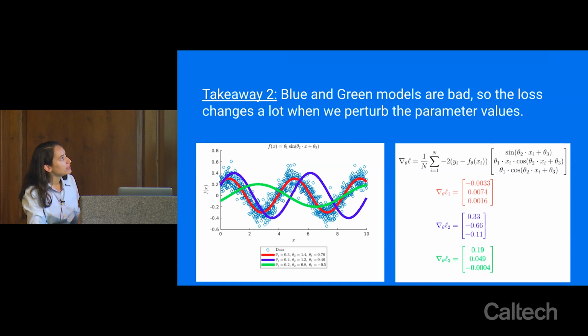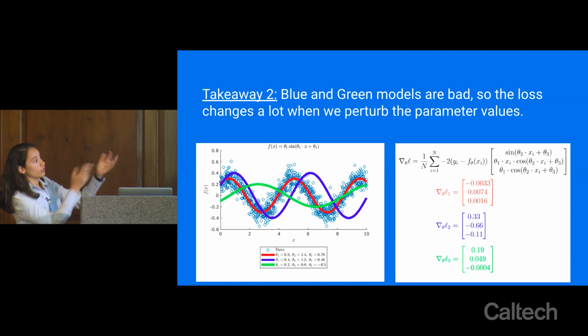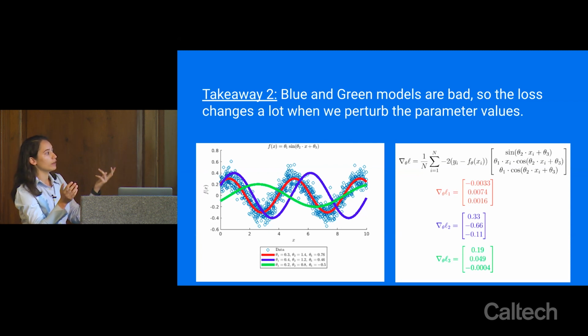The next takeaway is that the blue and green models are bad. The loss changes a lot when we perturb the parameter values. So for the blue function, if you change your theta value, you're going to get a very different loss value. And that's because they're not so good.